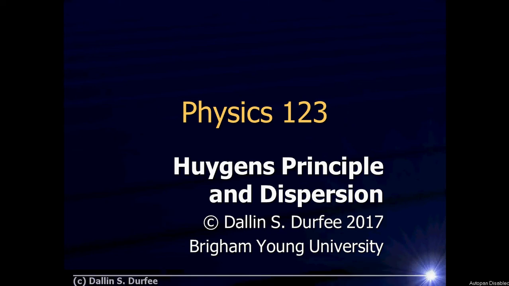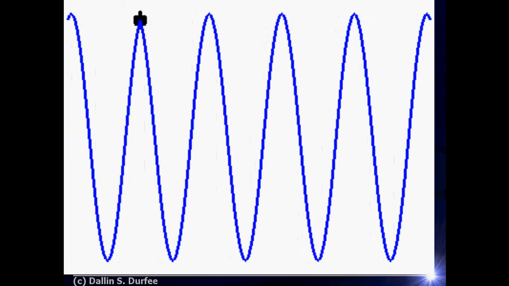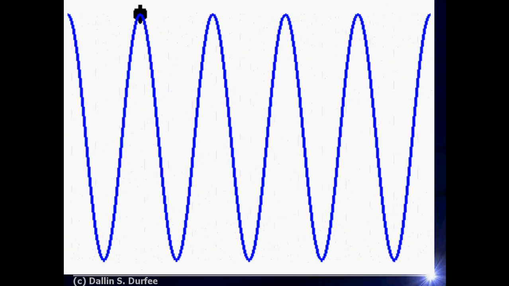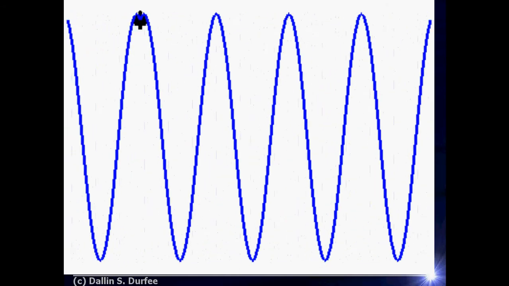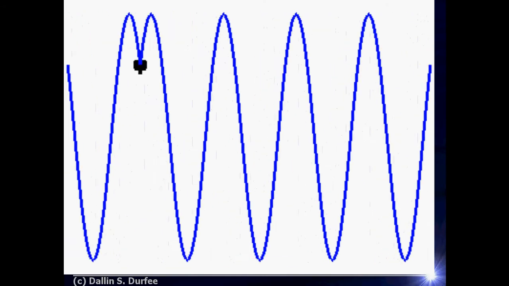Here's just a very quick introduction to Huygens Principle and dispersion, without a whole lot of details. So first of all, Huygens Principle basically tells us that the information in a wave, you don't need the whole wave to know everything about the wave, because the wave propagates.